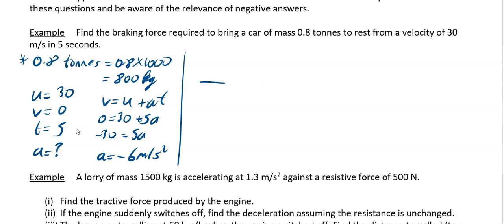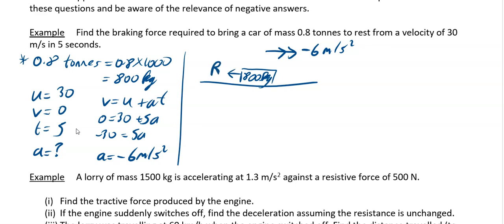And we do a diagram, try and do a horizontal line, and you've got your 800 kilograms as the mass of your car. And I am going to say it is going this way. Now what I like to do is put the direction the thing's going, even if the acceleration is negative. So it's going at an acceleration of minus 6 meters per second squared. And what's causing it to slow down, I'm going to call this R here for my resistive force.